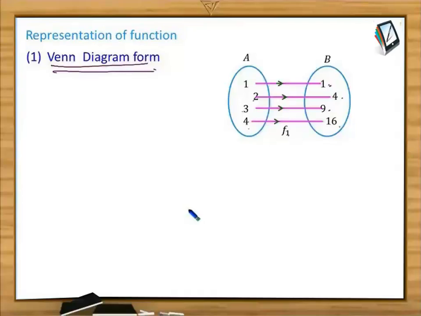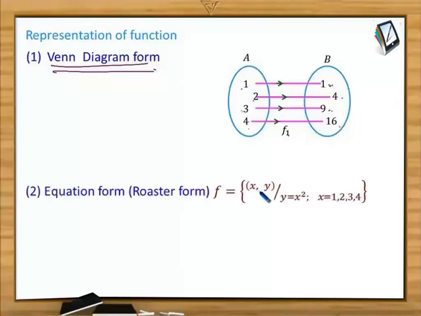Now what is the second one? Before I tell you what the second one is, can you identify what is the relation that I defined here? 1 is related to 1, 2 is related to 4, 3 is related to 9. Have you got any idea of how we are relating? Yes, every element in A is squared and mapped to the element in B. So every element in B is the square of the element that is in A, right?